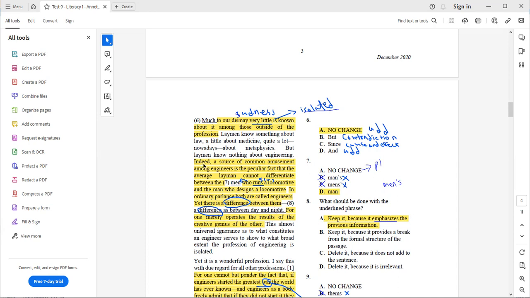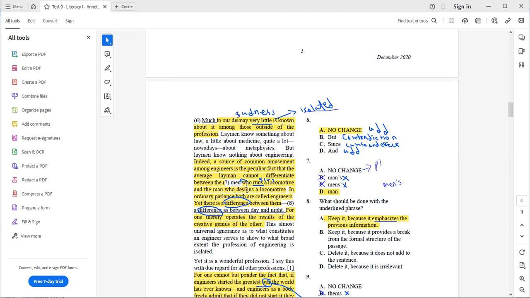And indeed, a source of common amusement among engineers is the peculiar fact that the average layman cannot differentiate between the men who runs.